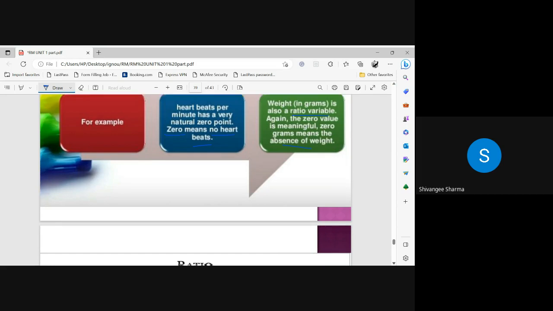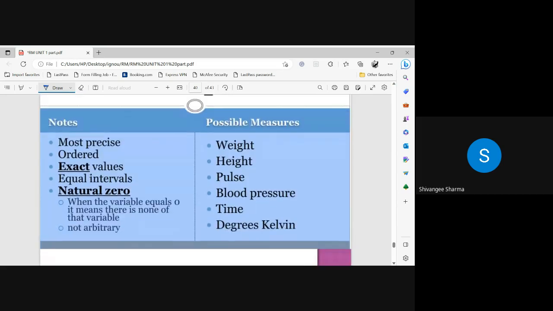So a ratio scale is generally used for weight, height, pulse, blood pressure, time, Kelvin degrees, etc. It is most precise, ordered, exact value, equal intervals, and has a natural zero.